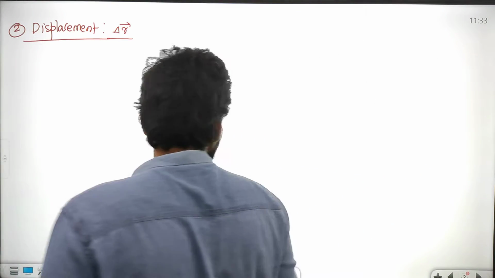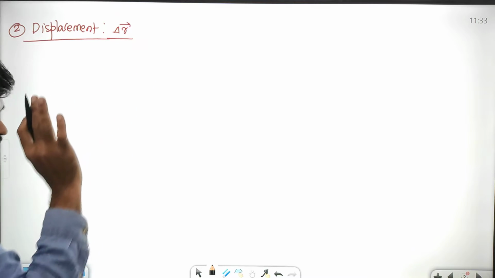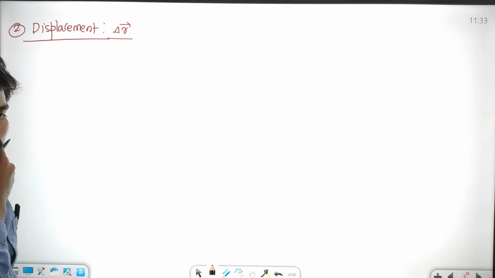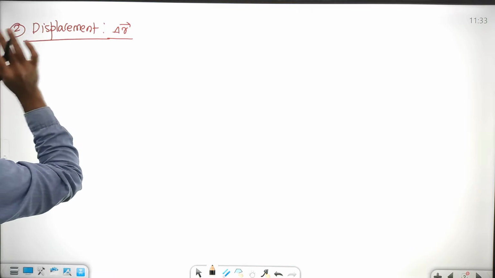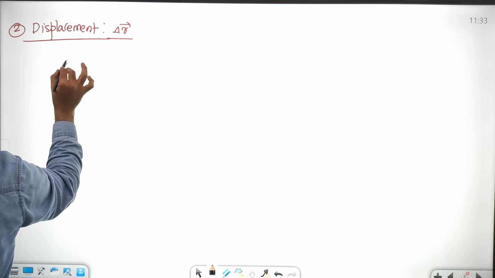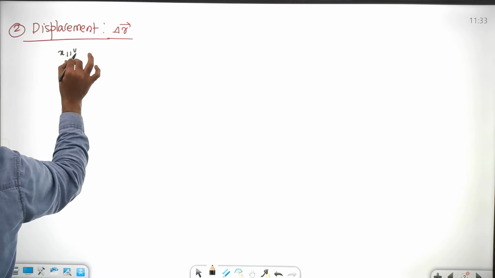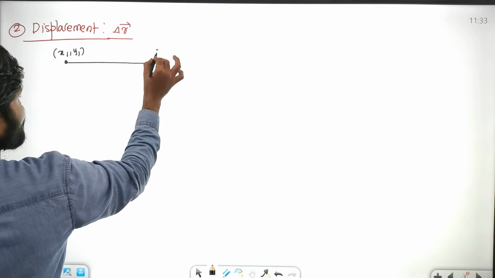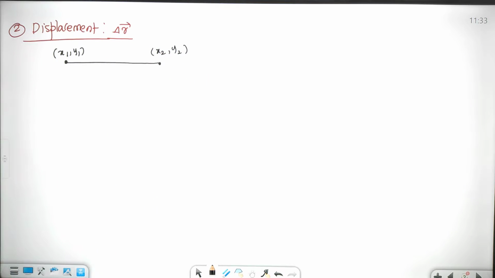Next, displacement vector. So what is actual displacement vector? See, we already learned in our 10th class and also in the motion in a straight line. I will explain the simple one. Displacement is nothing but, this is the point 1, x1, y1. This is point 2, x2 and y2.